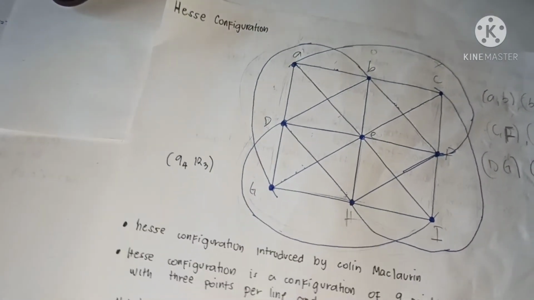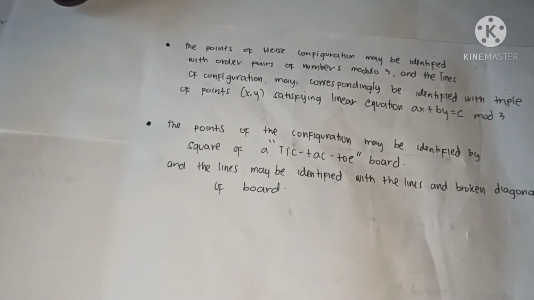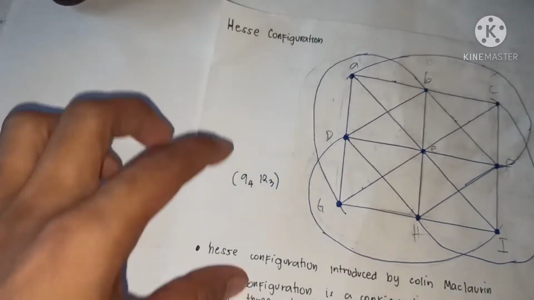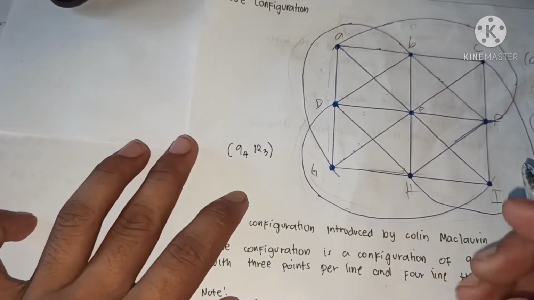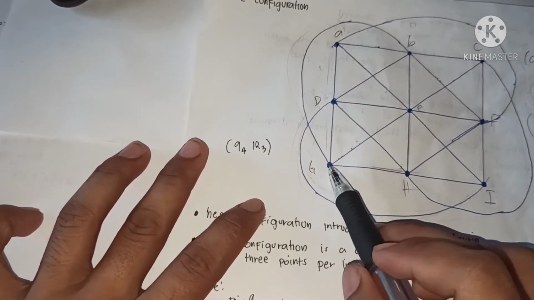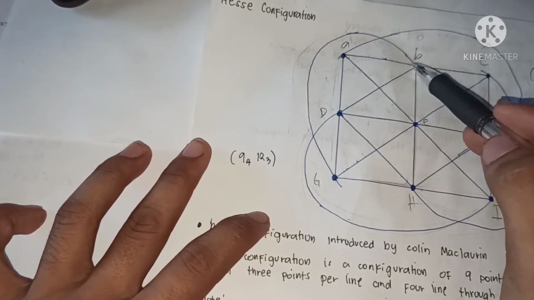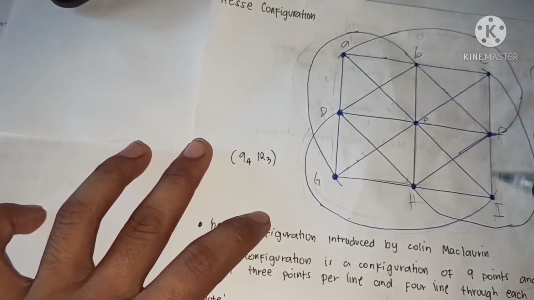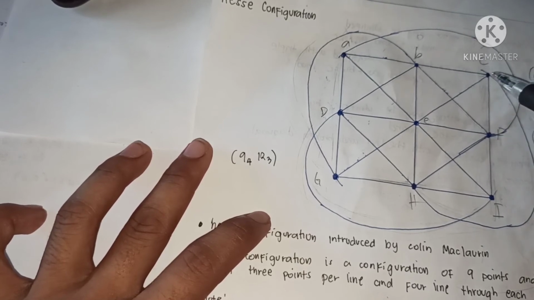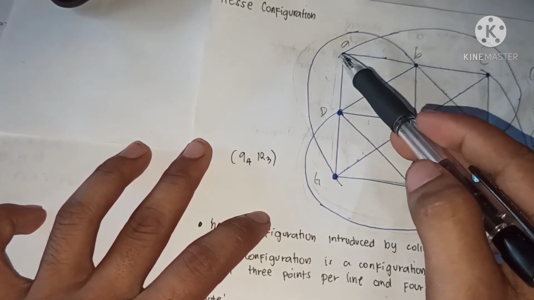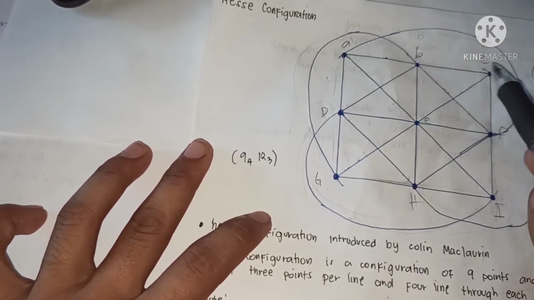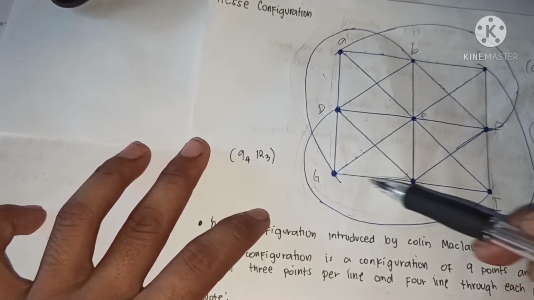And a line can also be identified by 3 points. A line can be identified by 3 points, namely points A, B, and C, or points A, D, and G, and so on.